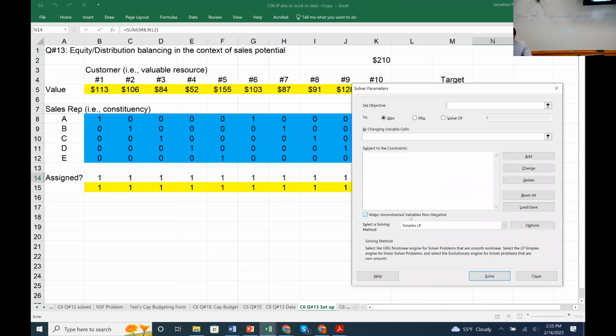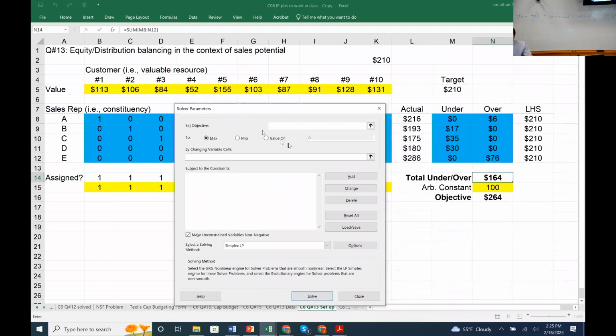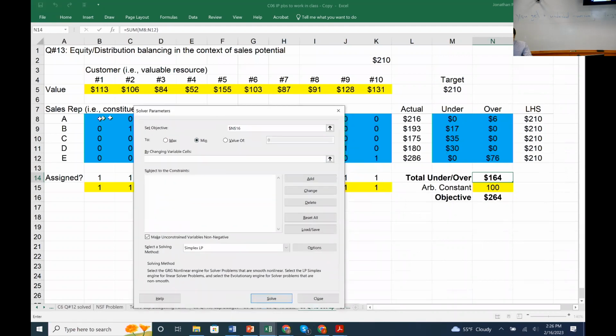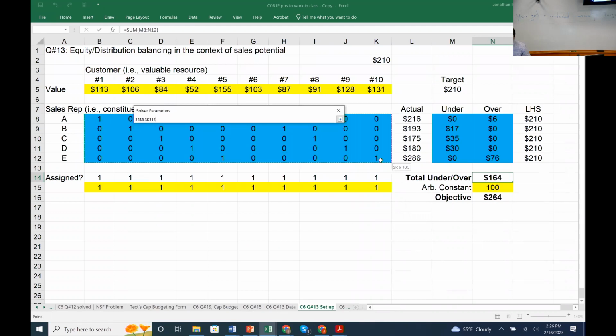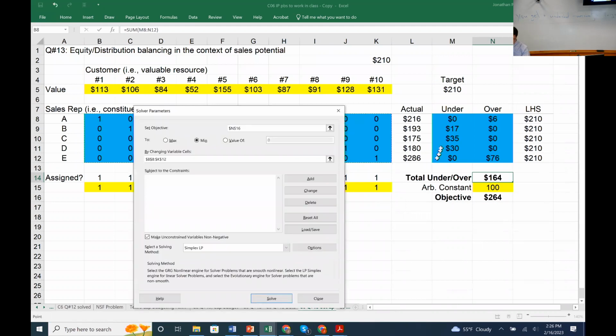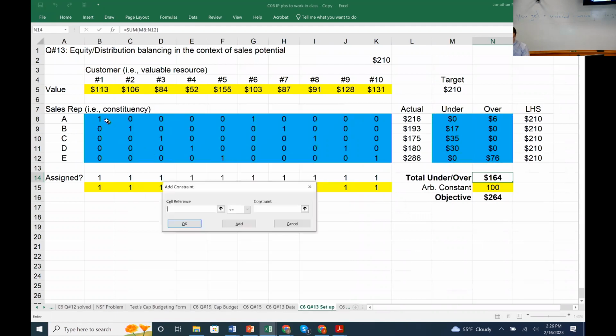All right, let's get into Solver. We are going to minimize this by choosing the best values for where to put the rocks, comma, the under and over. The rocks, those are binary. Every customer has to be assigned to exactly one salesperson. If I don't do that, Solver is going to try to break the rocks in half.